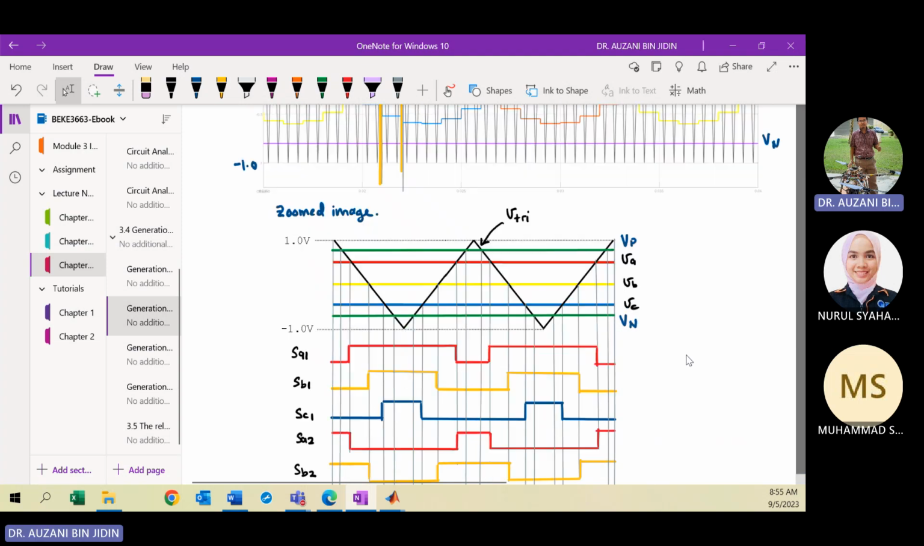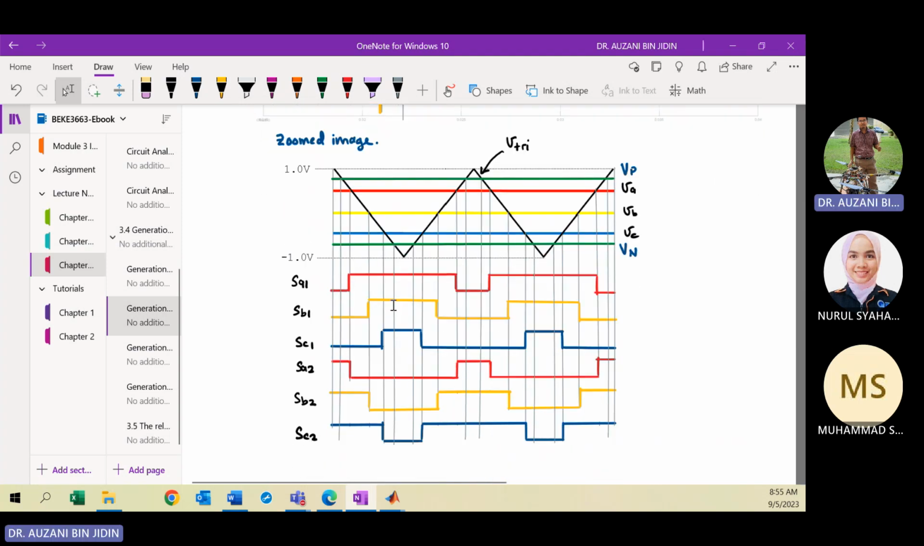Okay, this switching state here is for the conventional inverter using sinusoidal pulse width modulation. Clear, right? So when your red color is larger than the triangular, SA1 will be 1. Otherwise, when the VA is less than the triangular, the switching state will be 0, right?